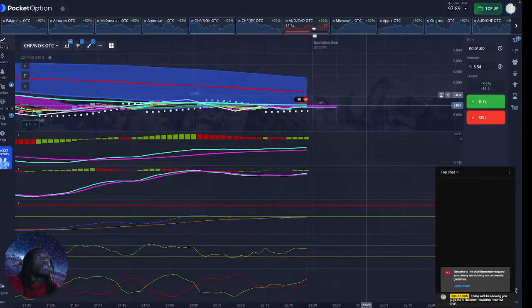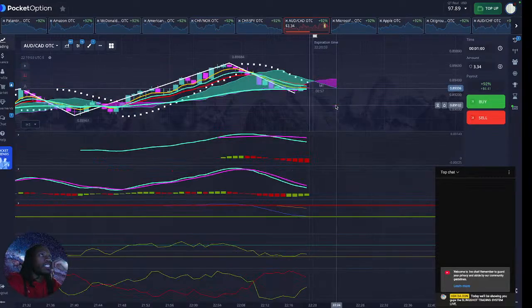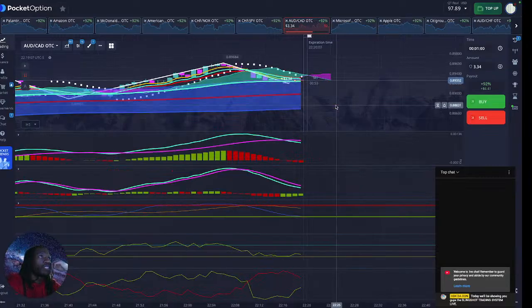All right, so we lost that one trade, guys. Let's see how this next one does. We've got about 15 seconds left on it. We just hit.